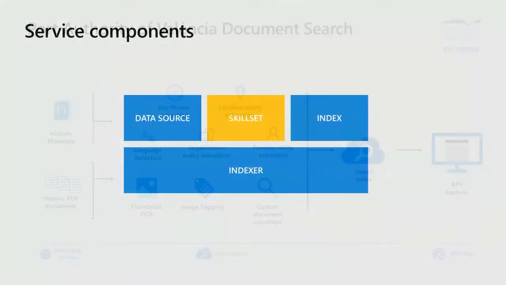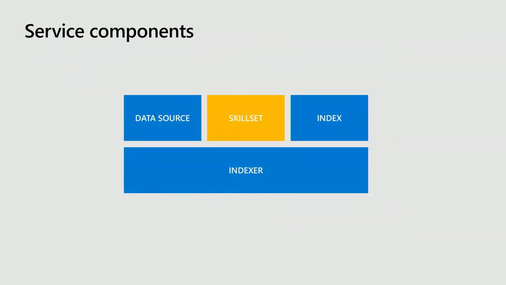Switching back to the slides. All right, so what was in play? Well, what was actually happening here? So let's talk a little bit about the service components that are involved. So you have a data source, you have a skill set, and you have an index. The search index is where you can perform queries later.